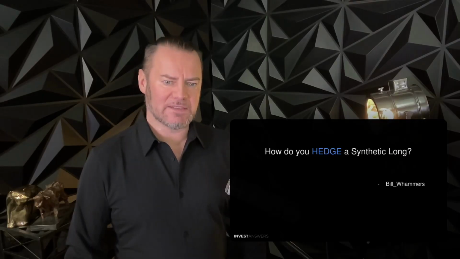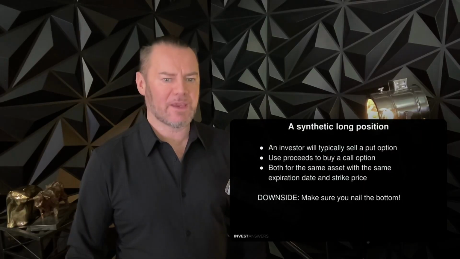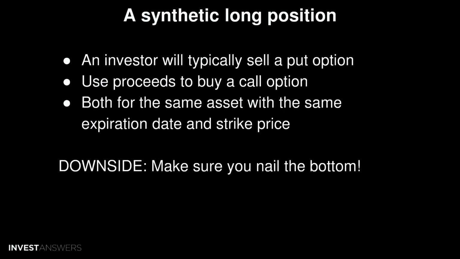How do you hedge a synthetic long? So let's talk quick about what it is. That is typically when an investor sells a put option and uses the proceeds to buy a call option. That reduces my call option prices, because the price of call options, especially during these times, is extremely heavy because of volatility for some of the disruptive assets that I look at. And you do it both for the same asset with the same expiration date and the same strike price.